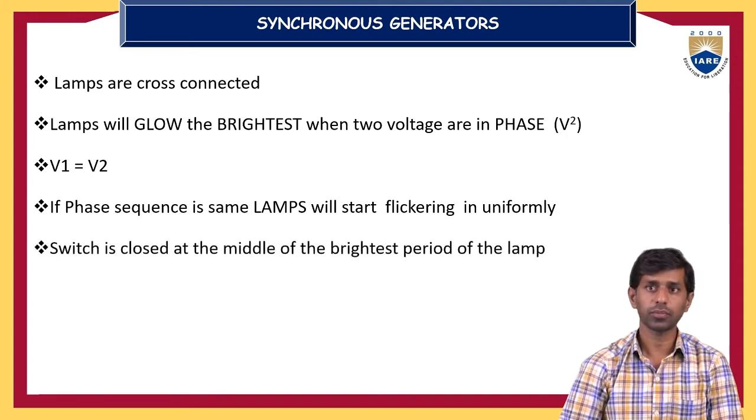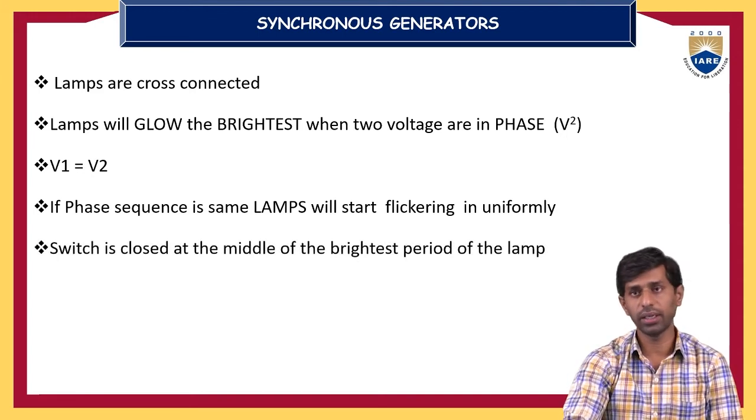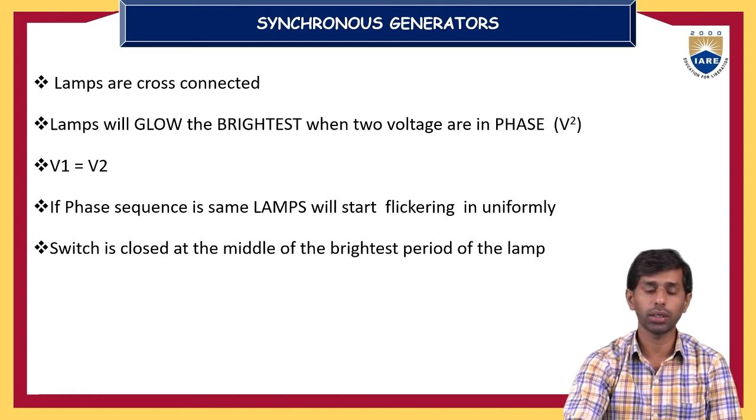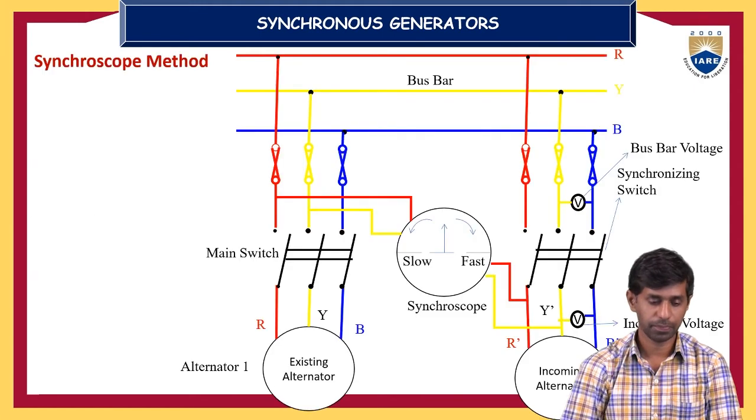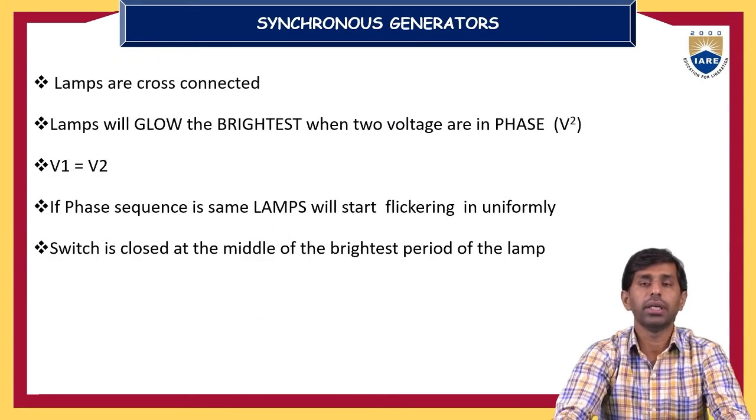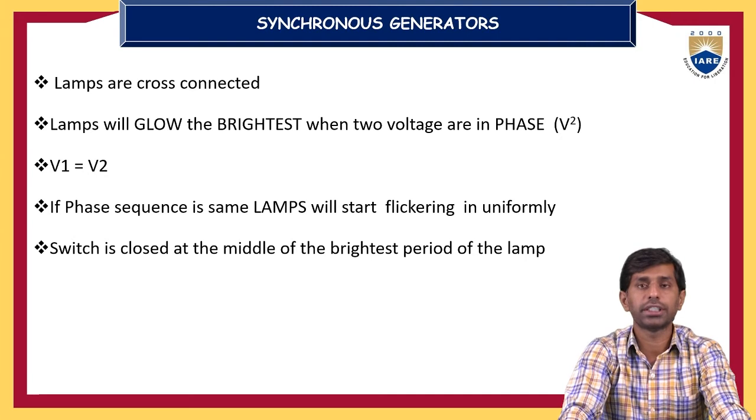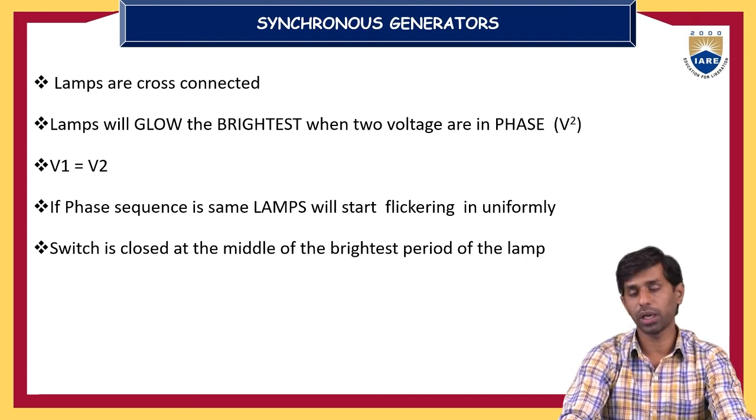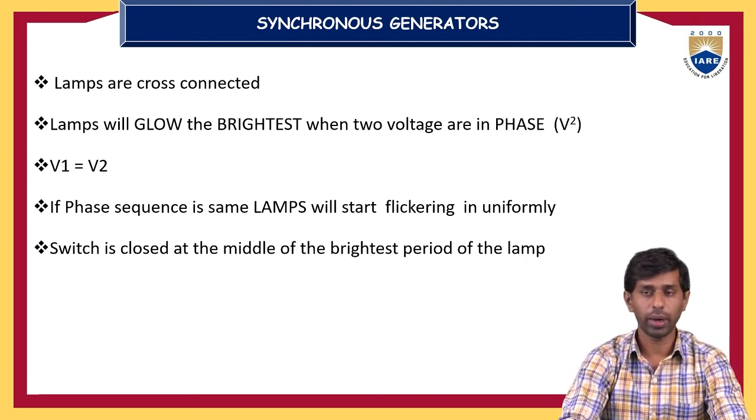Then you have to minimize the flickering rate by adjusting the speed of the incoming alternator. After that, you have to close the switch by sensing the middle of the bright period of the lamps. That is the bright lamp method for synchronizing alternators in parallel with the bus bar system, which is quite advantageous compared to the previous case, because we can easily sense the middle of the bright period, since the brightness of the lamps is proportional to the square of the voltage.